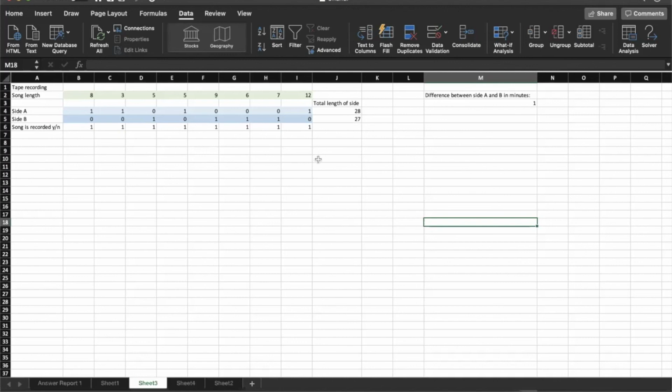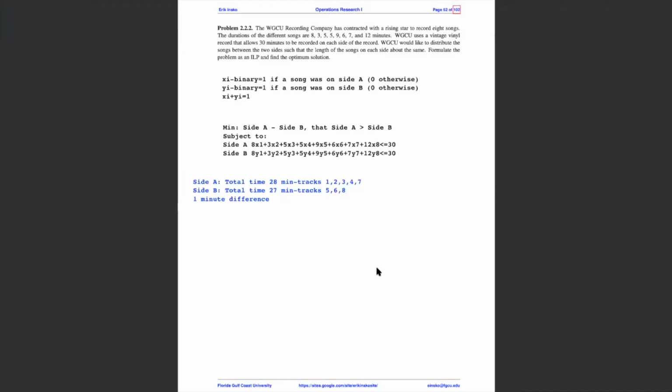So let's put this in our paper. Side A, again, total time was 28 minutes, with tracks 1, 2, 3, 4, and 7. Side B was 27 minutes with tracks 5, 6, and 8, and 1 minute of difference between the two sides.